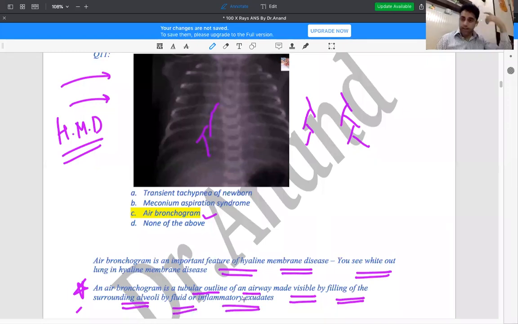Okay. Can you see these small lines, like a matchstick appearance? The one I put the marks on. So these air bronchograms are the outline of an airway made visible. Why is it visible? Because outside everything is fluid. It is hyaline membrane, transudation has happened, and everything outside is fluid. Only these small linings are left. So it's a tubular outline of an airway made visible by filling of the surrounding alveoli by fluid or inflammatory exudates. That's it.